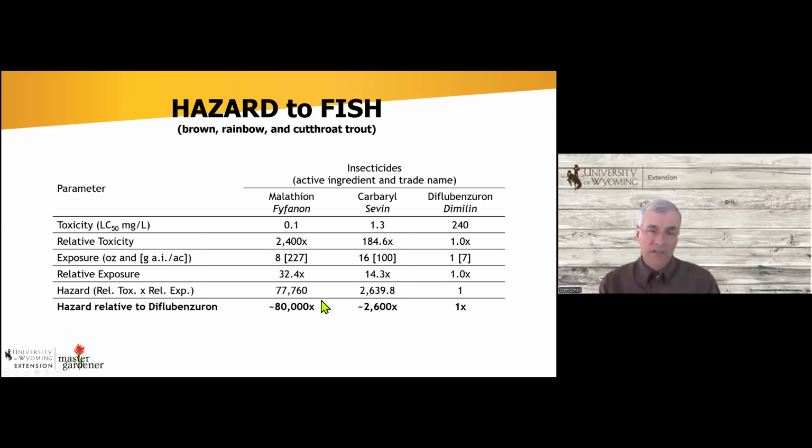Now, diflubenzuron actually has veterinary usage in that you can take koi carp that have anchor worm, which is not really a worm, but an arthropod, and you can put them in a saturated solution of diflubenzuron and let them swim around for a while and take them out and put them back in their pond. And it doesn't seem to hurt the fish, but it kills the anchorworm parasite. So essentially, compared to malathion and carbaryl, which are neurotoxins, the diflubenzuron is pretty much non-toxic.